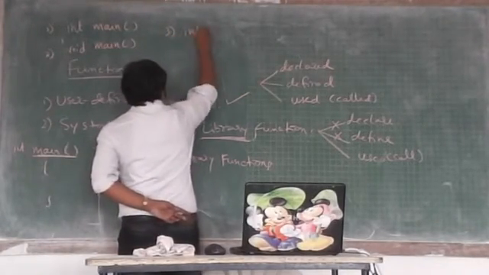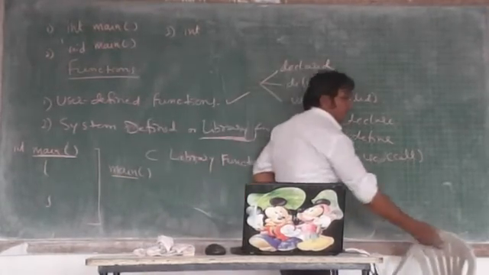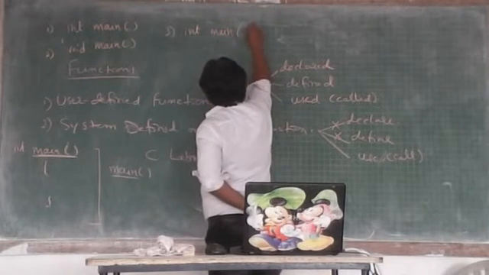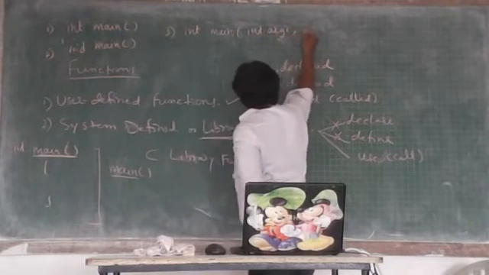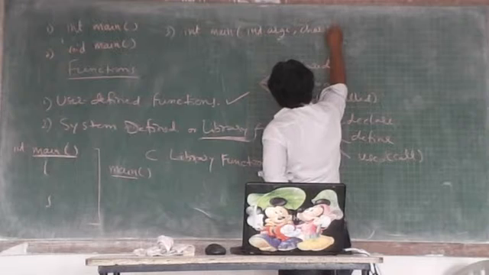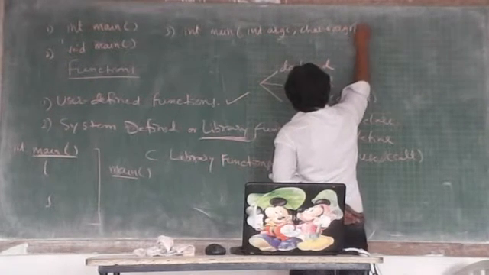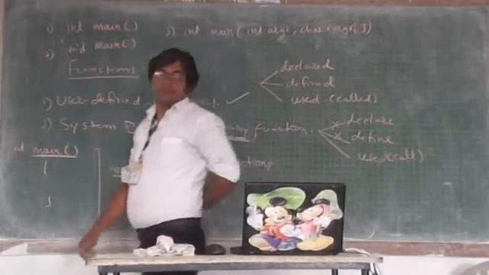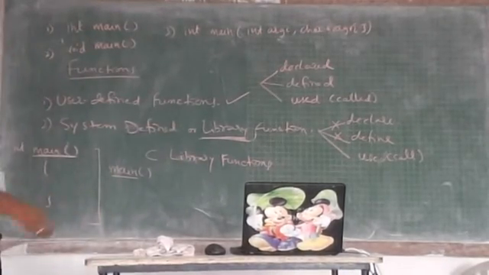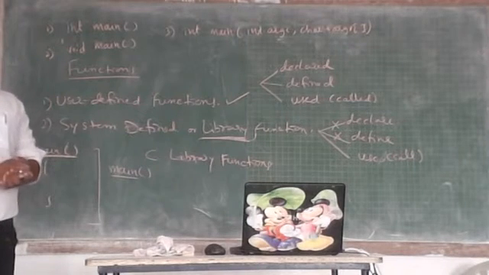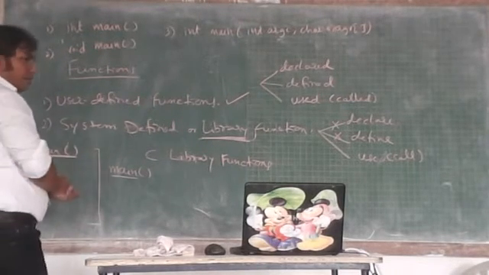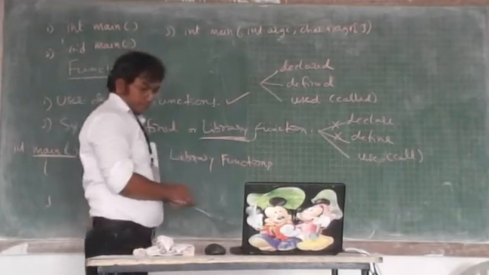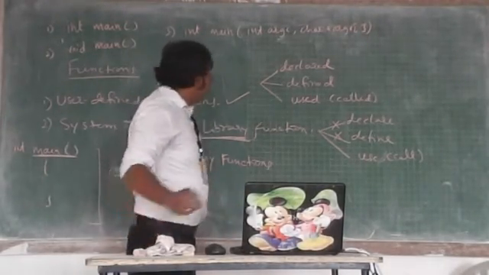The third format of main is there. You can pass parameters to the main function. You have to write like this: int main, int argc, count of arguments, and char pointer argv. This is the third form of main. This main is taking characters. Okay? Ready? So we can term this as the command line.